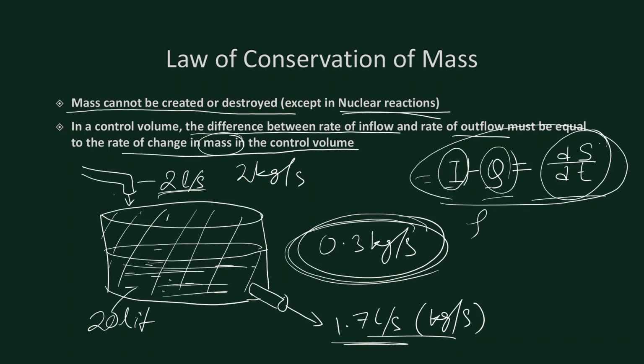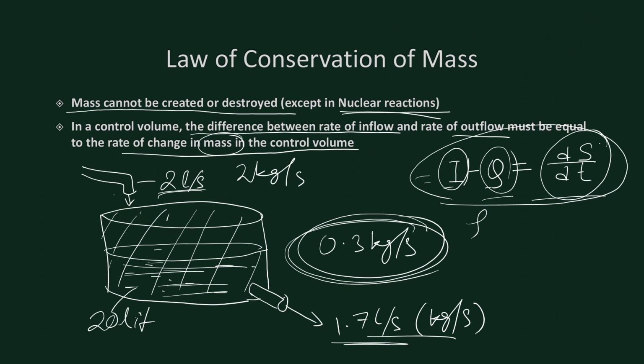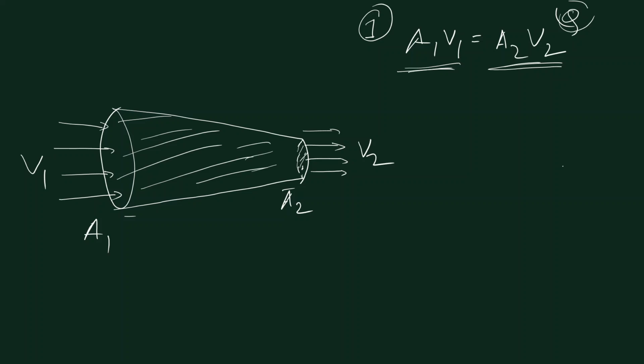In this case, the pipe is completely filled, unlike the container where it was not completely filled. So since the volume cannot change, the volume remains the same, and if the density also remains the same, then the storage inside this control volume between this cross section and this cross section inside the pipe cannot change. Therefore, I minus Q is equal to 0, and therefore I is equal to Q. And that gives us A1 V1 equal to A2 V2.